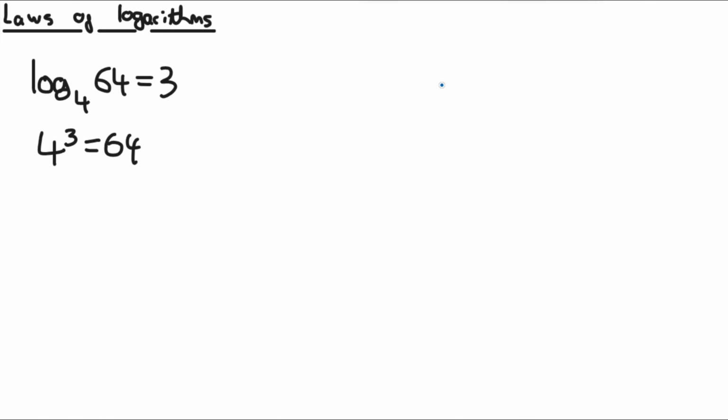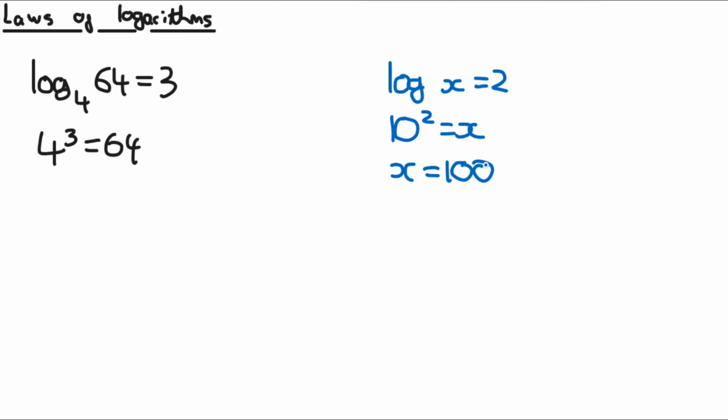Another example, let's say that we actually had a question and it said that log x is equal to 2 and we need to find x, so we need to rearrange this. Remember, this is actually base 10, but we don't really write it, we just leave it as log x. So we want to write this in its exponential form. It would be 10 as the base and then 2 as the power, and this is equal to x, so therefore x is 10 to the power of 2, so that's 100.